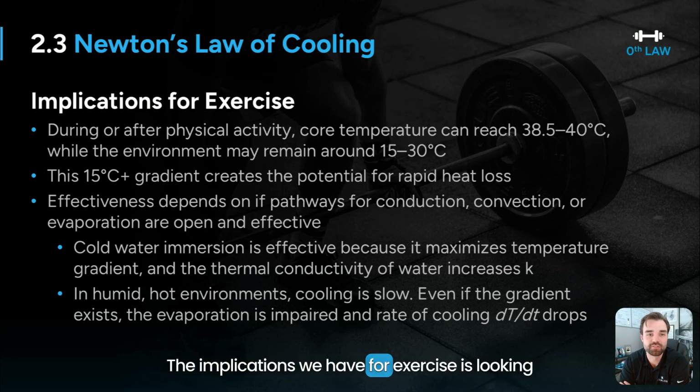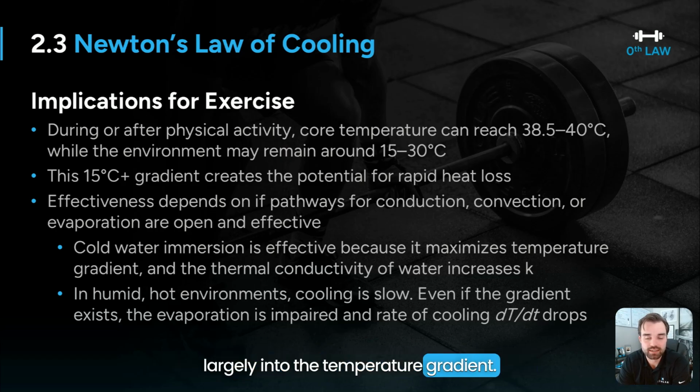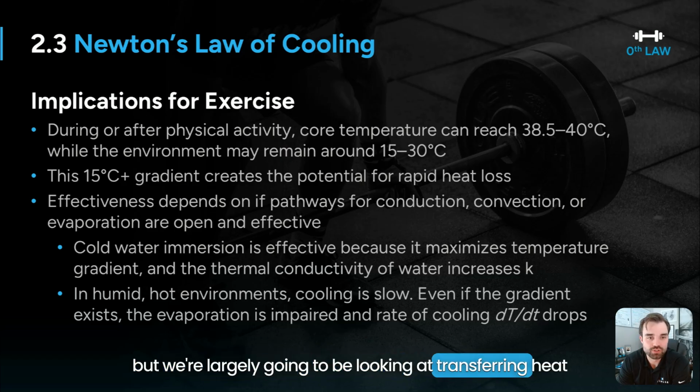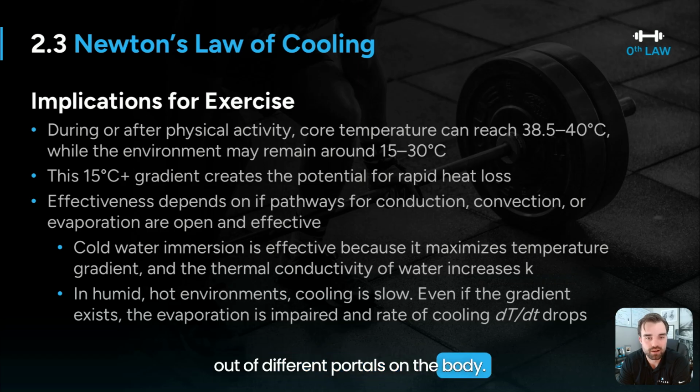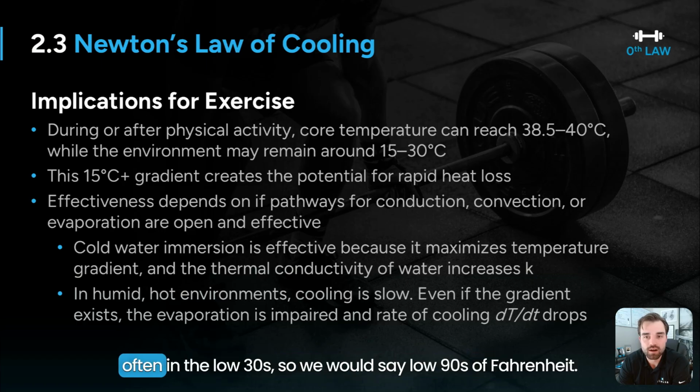The implications we have for exercise is looking largely into the temperature gradient. Now, core temperature is high, but we're largely going to be looking at transferring heat out of different portals on the body. So skin temperature is still relatively high, often in the low 30s. So we would say low 90s Fahrenheit.